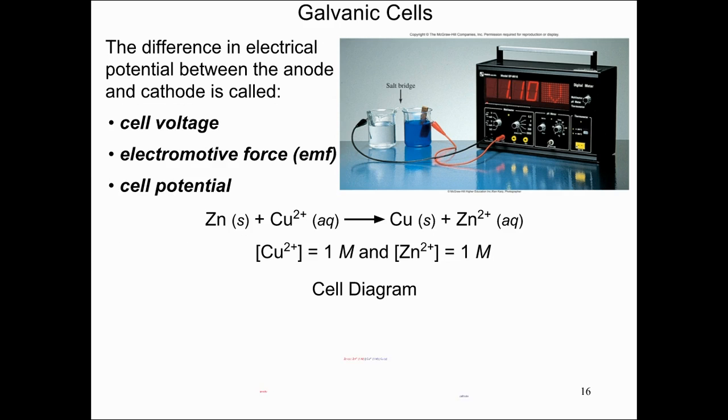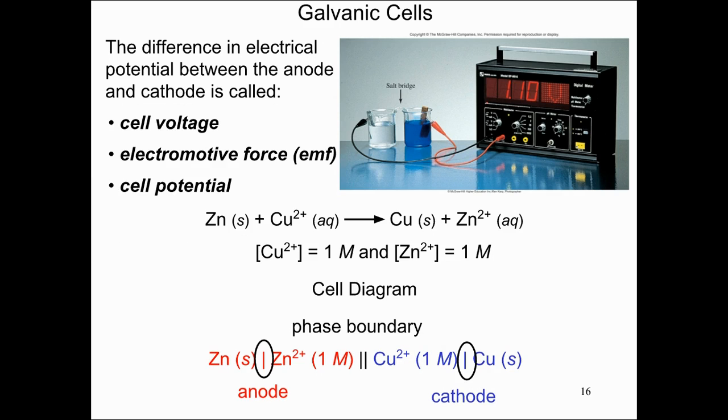Now, this is a cell diagram for the galvanic cell that was on the previous slide. A cell diagram is typically written with the anode on the left. You can see that it goes from solid zinc, there's a phase boundary, and you have zinc in solution. This is representing the oxidation that happens at the anode. That's why there's dissolving at the anode.